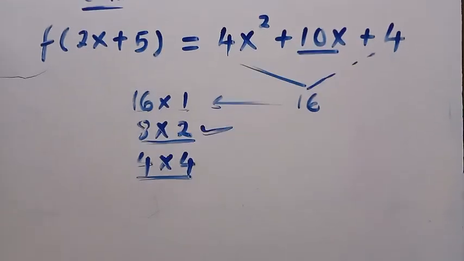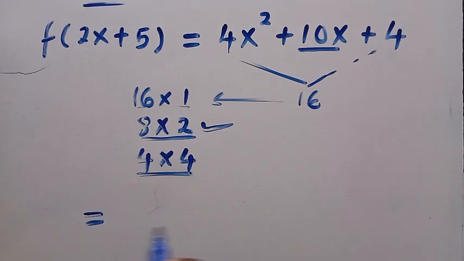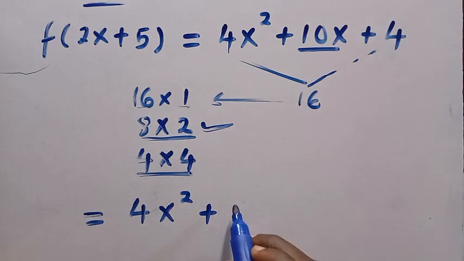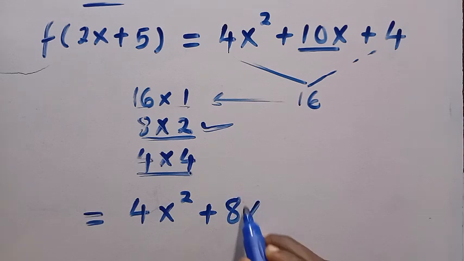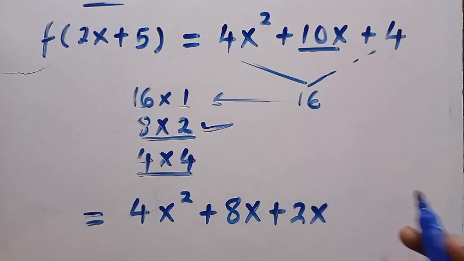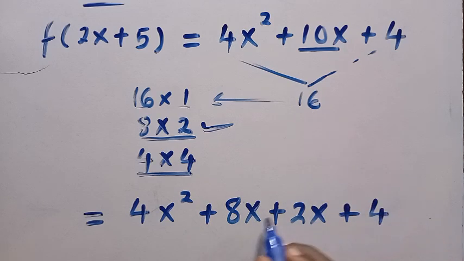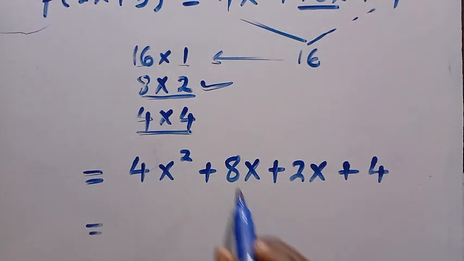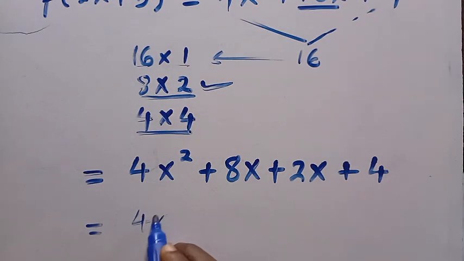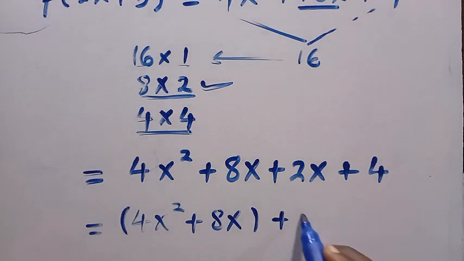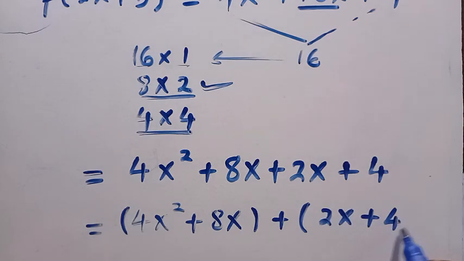So therefore, we are going to have f of 2x plus 5 equals 4x squared plus, now instead of 10x, we are going to change it to 8x plus 2x. But note that 16 will appear here, what will appear here is still 4. We just use that one to get the product and the sum so that we can factorize it easily. Then by grouping, we have 4x squared plus 8x in brackets, and also we have plus 2x plus 4.